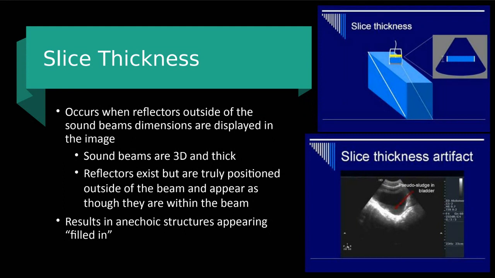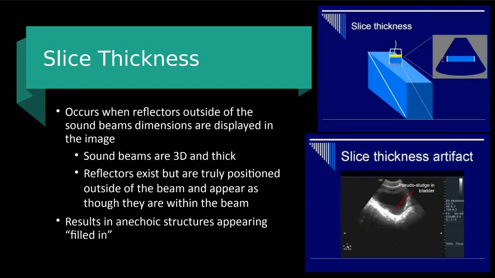So the sound beams are going to be three-dimensional and thick, but these reflectors exist and are positioned outside of that beam, and they appear as though they are coming from within the beam. So it's going to result in anechoic structures appearing filled in or giving us some type of noise in that anechoic structure. So this example that they're using here on the side, this is a bladder, right? We know we want that to be anechoic, but we also know that sometimes we can get debris in the bladder, right? We can get blood in the bladder. So we want to be able to say, okay, is this echogenicity in the bladder real, or am I getting some type of artifact because it's an anechoic structure?